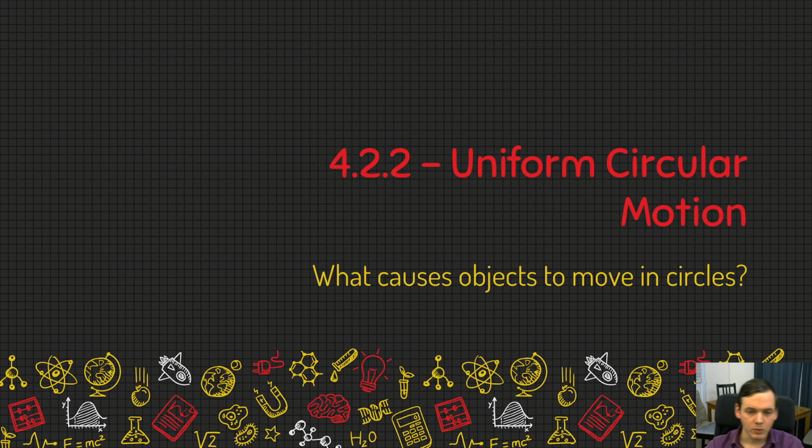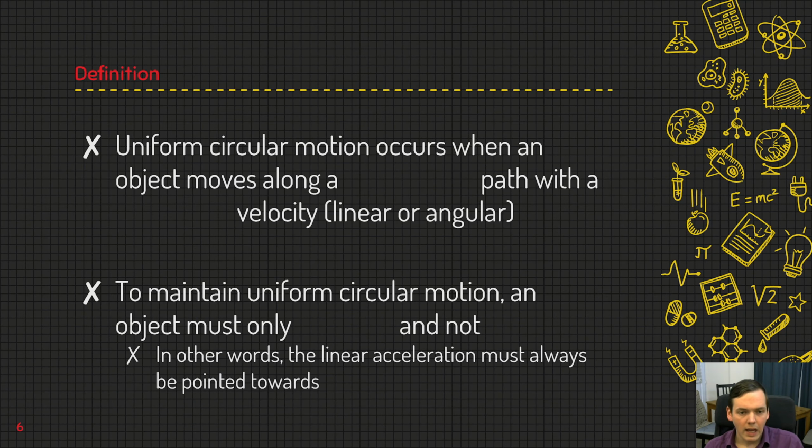All right, next we're going to look at uniform circular motion, and a guiding question to consider here is what causes something to move in a circle? And so we want to start off by making sure we're on the same page with our definition. Uniform circular motion occurs when an object moves along a circular, surprise I know, path with a constant velocity.